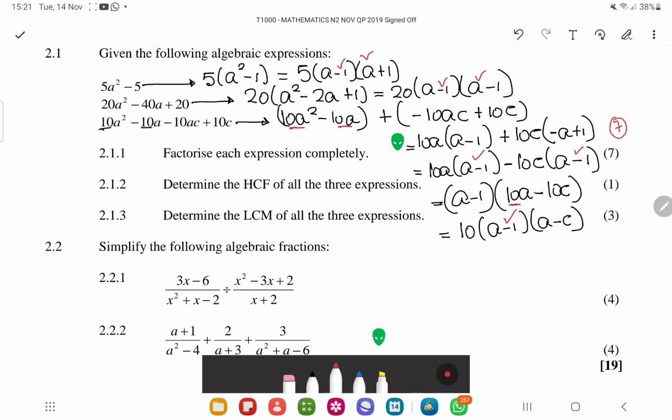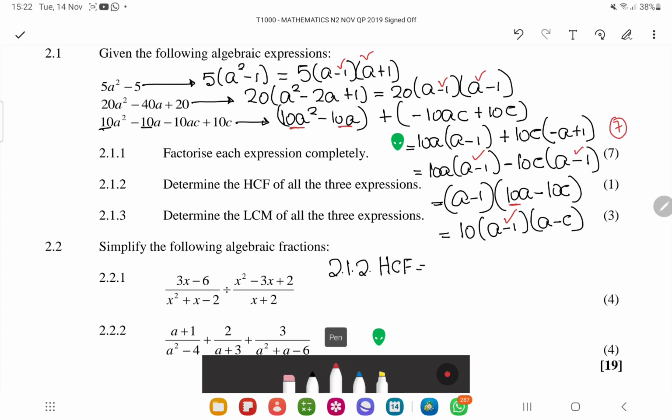Now the very simple question that they're going to ask you here is to calculate the HCF, a term that is repeating everywhere. That is 2.1.2. The HCF is a term that is repeating everywhere.